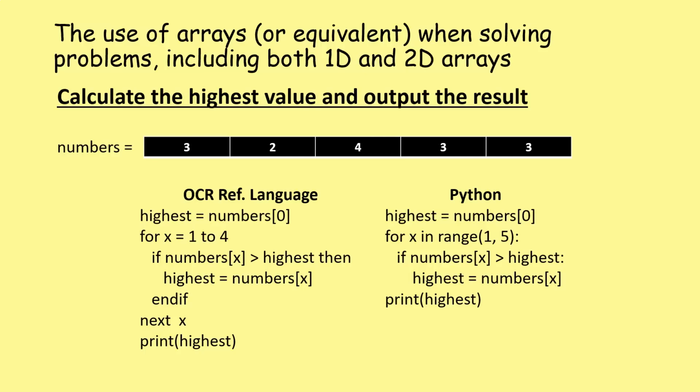Again, we check to see if numbers[x] is bigger than highest. If it is, we set highest to whatever the value of numbers[x] is, and then we print it out at the end. If we want to find the lowest, you can probably work out how to do that.